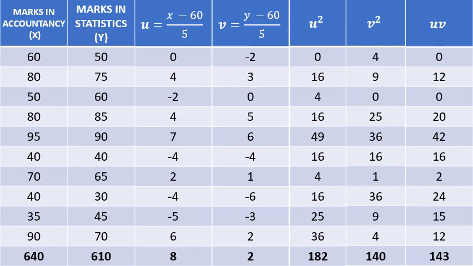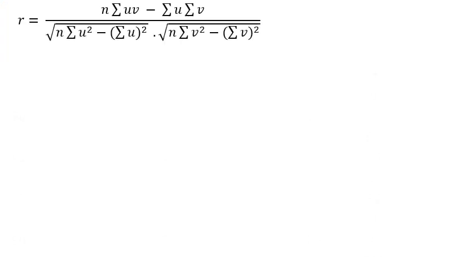So that way you will get your u, v, u square, v square and uv, 5 columns. These 5 columns are necessary for the calculation of uv method. The formula is a bit longer: n summation uv minus summation u summation v upon under root n summation u square minus summation u the whole square into n summation v square minus summation v the whole square. Now put all your values.